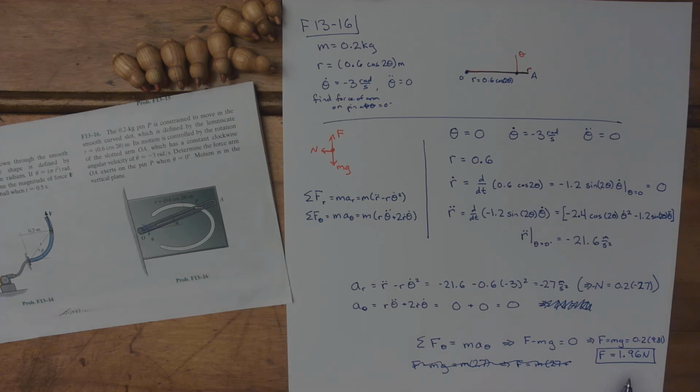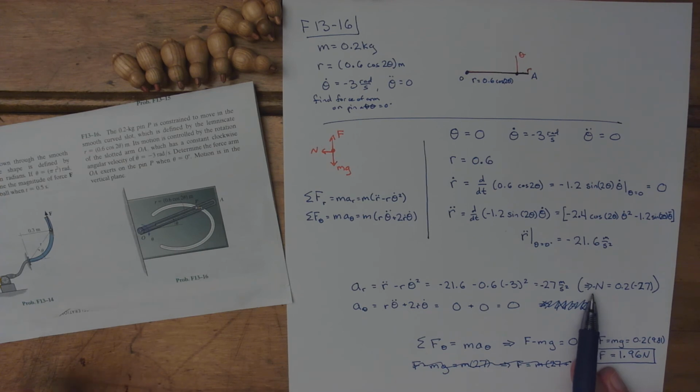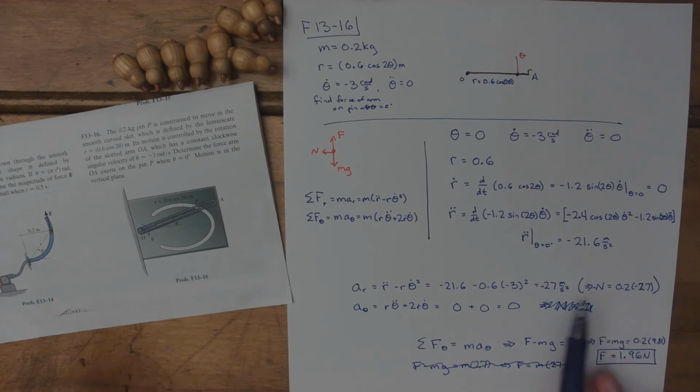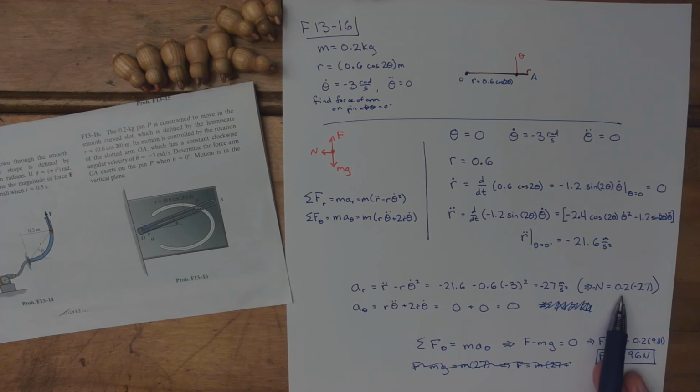If you wanted to know the normal force that the smooth curved slot exerts on the pin, you could look at the forces in the radial direction. I said the normal force was acting inward, so that would be minus N is equal to the mass times the acceleration, which is negative 27. But if you just said that the normal force was acting outwards, then you'd have N is equal to negative 0.2 times 27. And since you have that negative sign there, it means the normal force is actually pointing in the opposite direction of what you said. And that concludes Fundamental Problem 16.